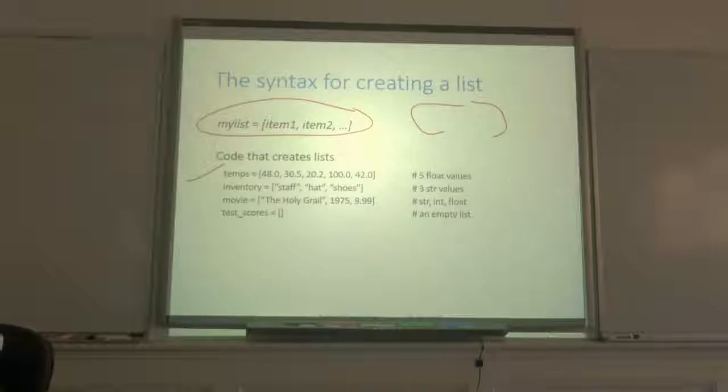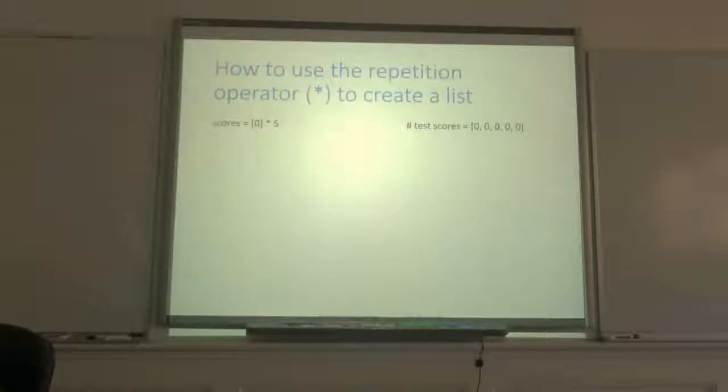Look at the inventory, the second one in here. What is this? This is 3 string values, stuff, for example, hat, shoes. And the last one is a movie, which is mixed. So in a list, you could have different types. The first one is a string, the second one is an integer, the third one is a float. And you could always have an empty list. A lot of the time when you program, you're gonna start with an empty list and then you move on.